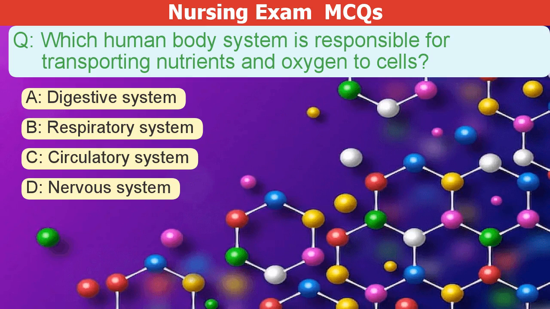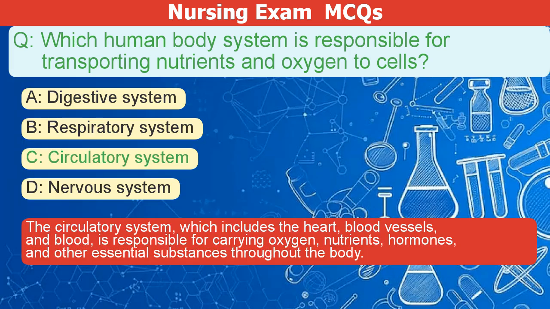Which human body system is responsible for transporting nutrients and oxygen to cells? A. Digestive system. B. Respiratory system. C. Circulatory system. D. Nervous system. The correct answer is C. The circulatory system, which includes the heart, blood vessels, and blood, is responsible for carrying oxygen, nutrients, hormones, and other essential substances throughout the body.